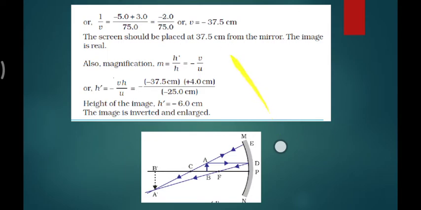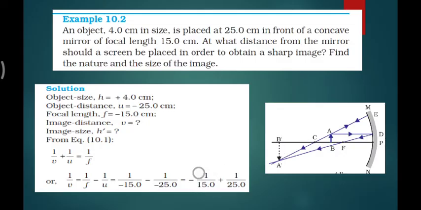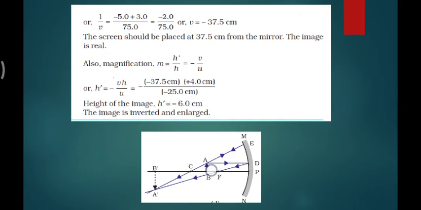It will be a minus answer, because minus is dominating here, as you can see in the first figure. So this is going to be a minus sign, minus 37.5. Now try to understand: what is our focal length? 15 centimeter.